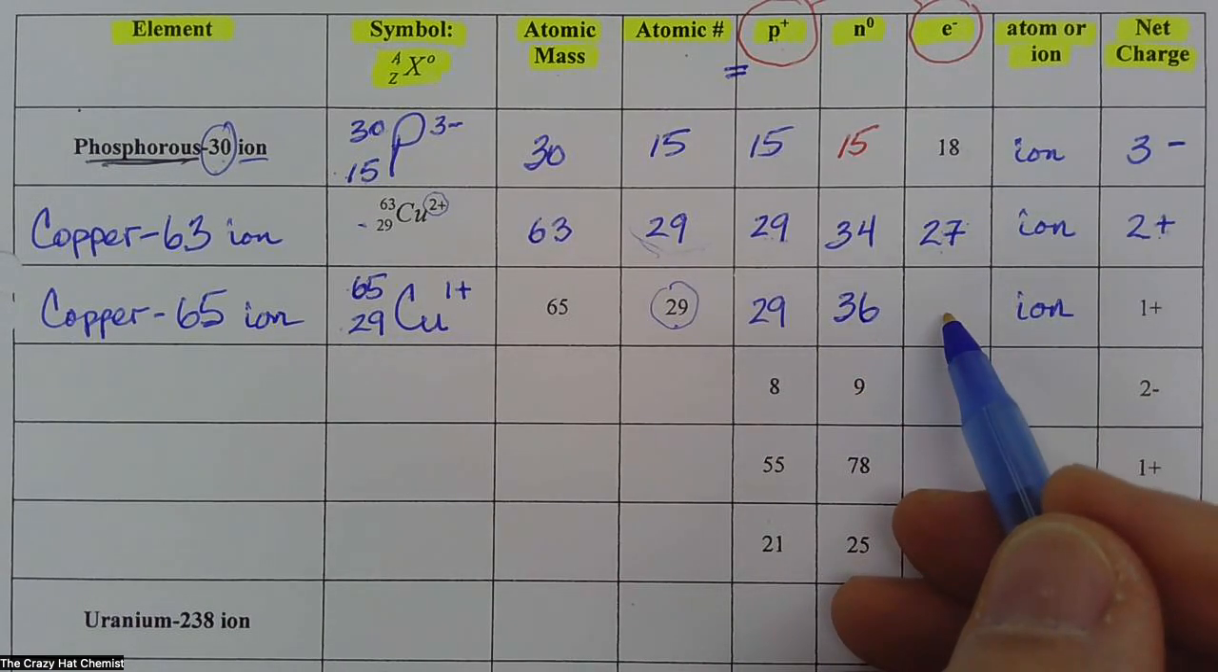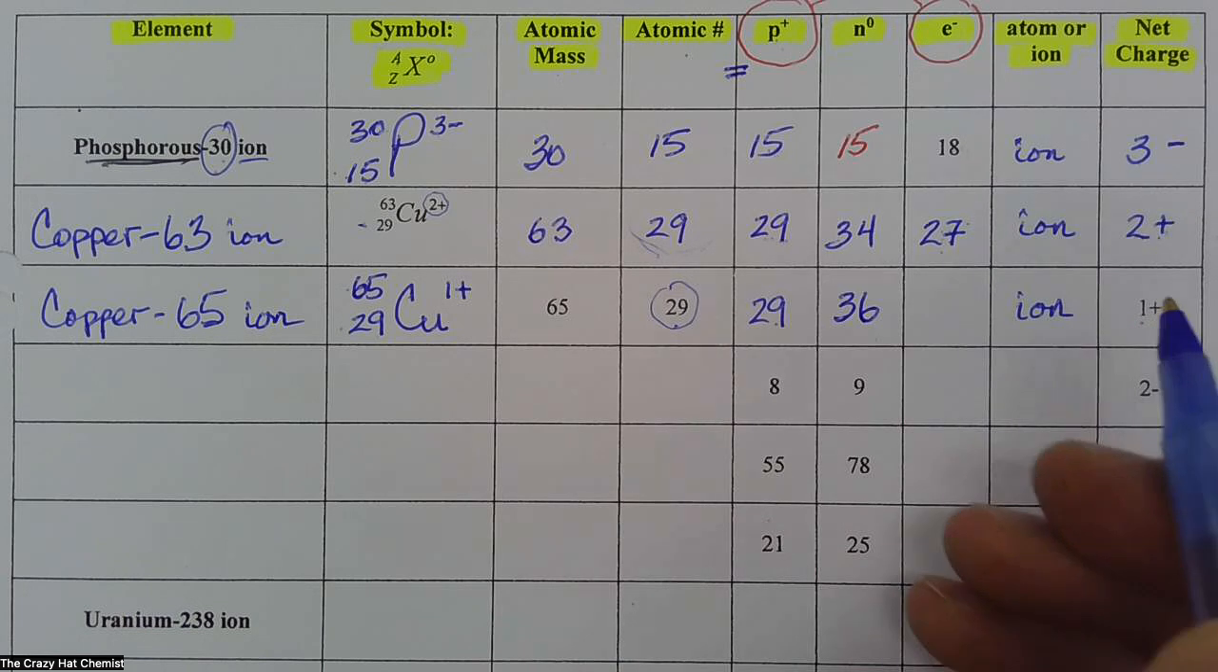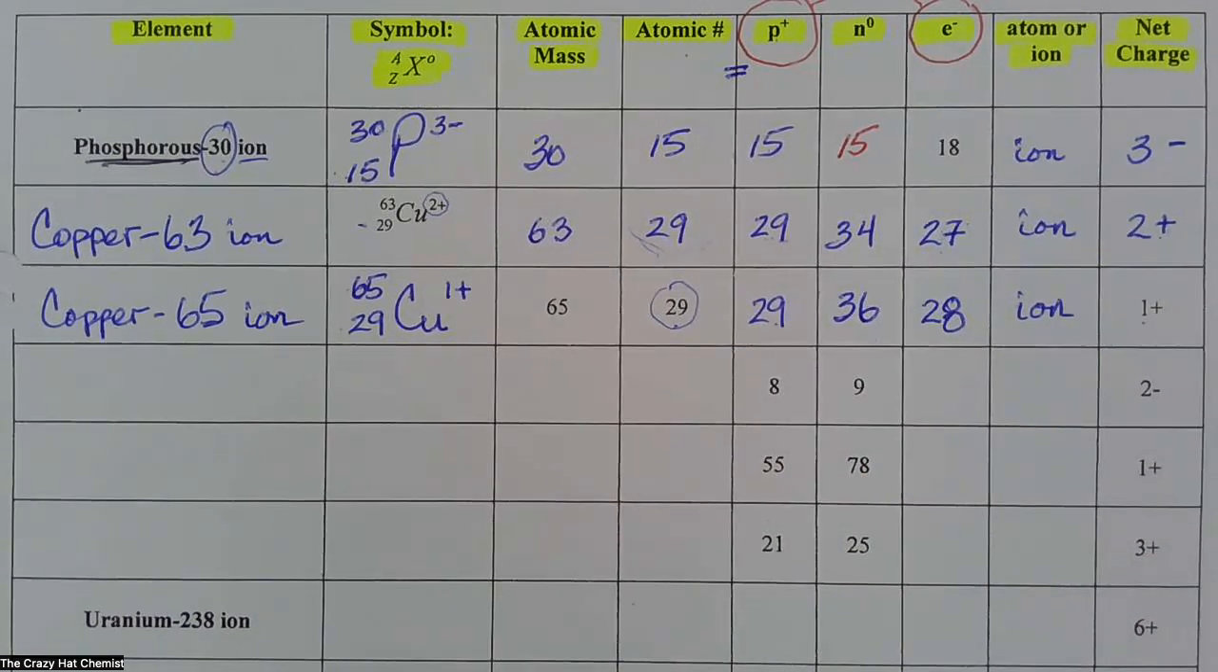Now what we have to do is get the number of electrons. So now that this is positive, since there's a net charge that's positive, that means that there are more protons. How many more protons? One more proton. So I'm going to have 28 electrons. Perfect. Hopefully you got that one nailed. All right, let's do our next one here.